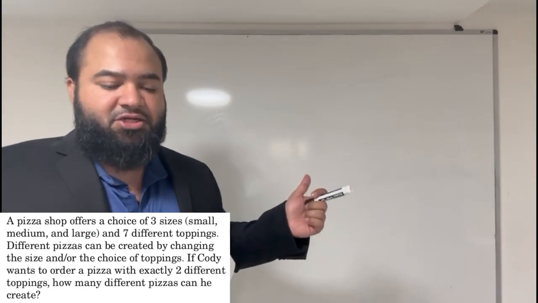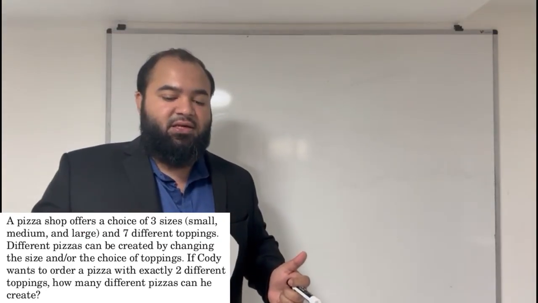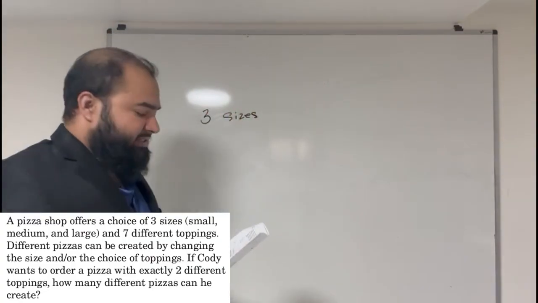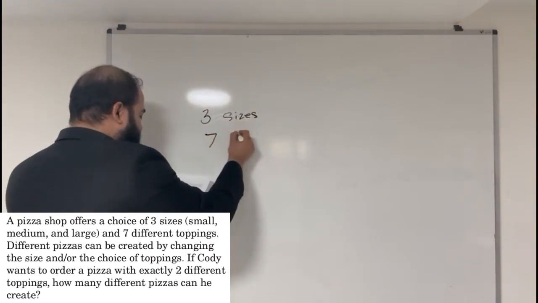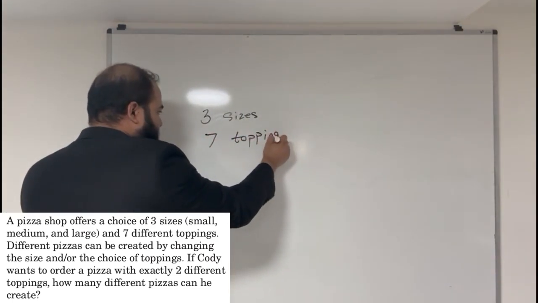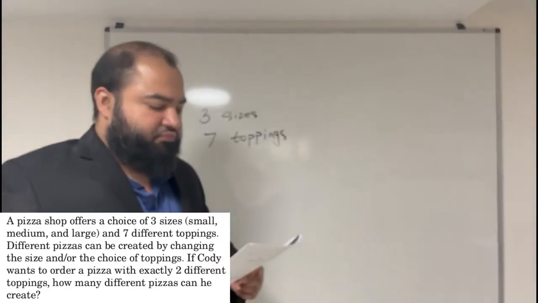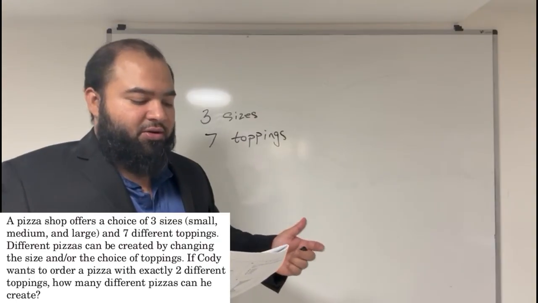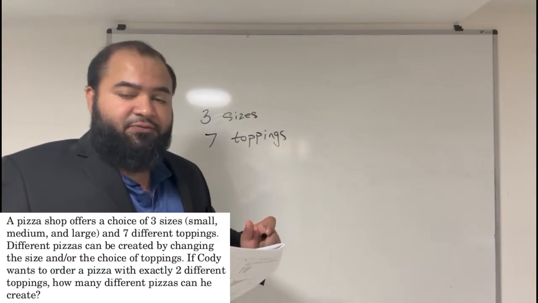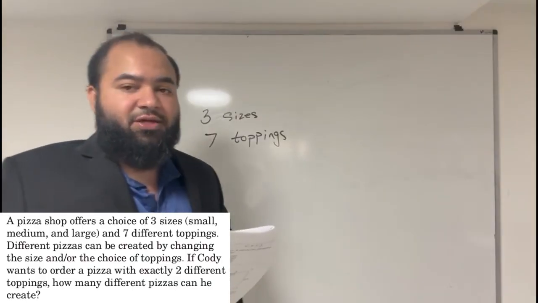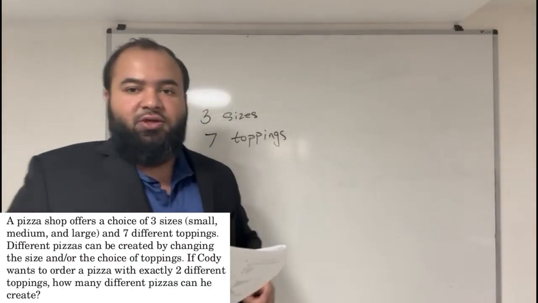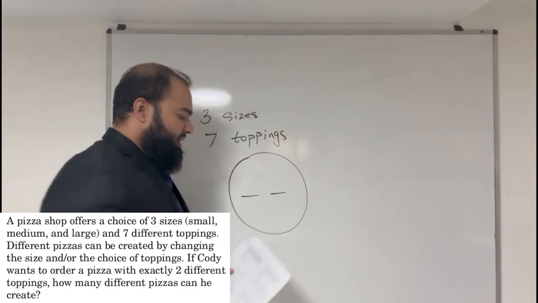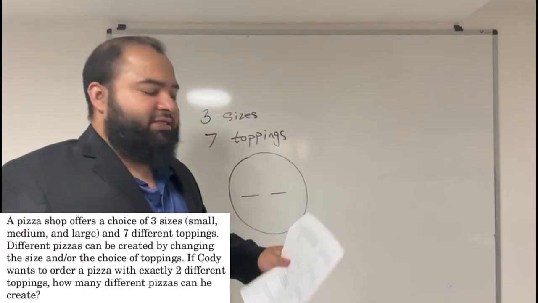It says if a pizza shop offers a choice of 3 sizes. How many sizes? 3 sizes. So I'm going to write it down. 3 sizes and 7 different toppings. Now it says different pizzas can be created by changing the size and the choice of toppings. So if Cody wants to order one pizza with 2 different toppings, so I have a pizza here, 2 toppings I can select. How many different pizzas can he create?